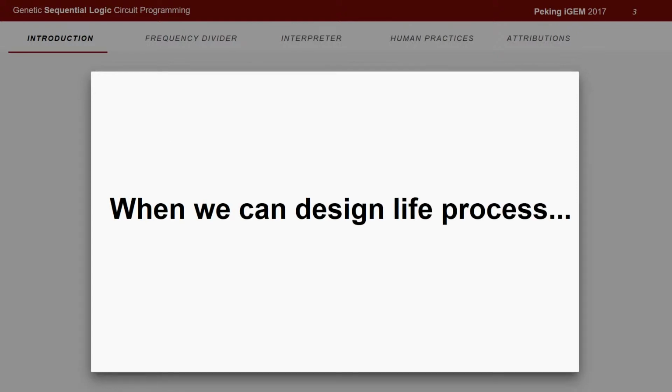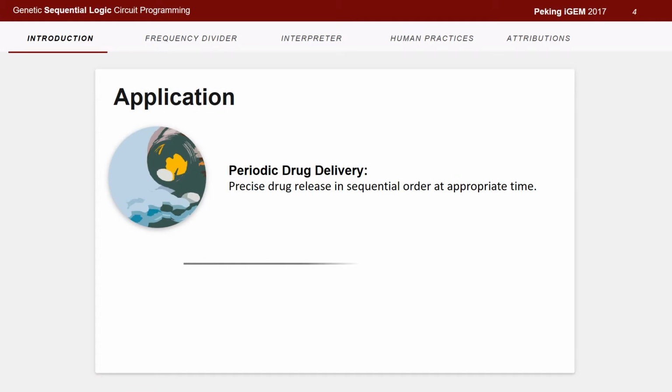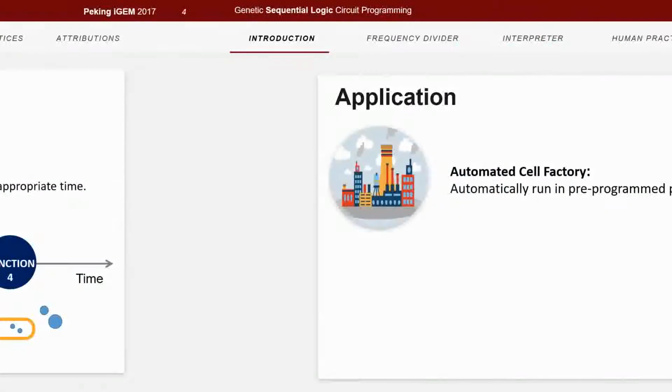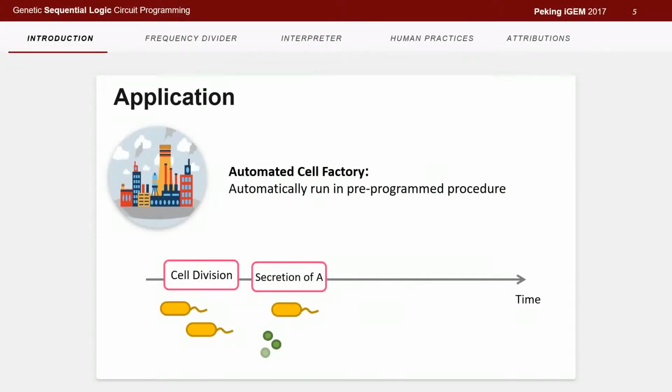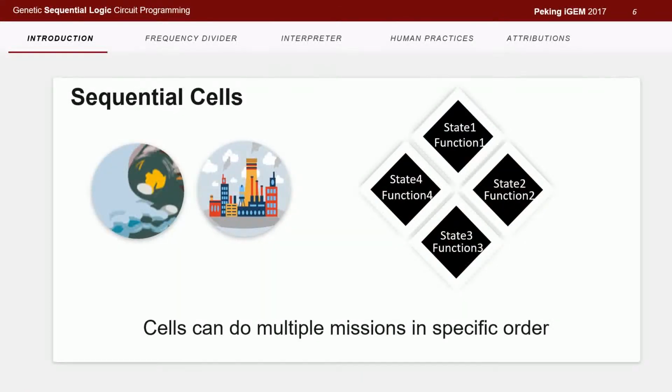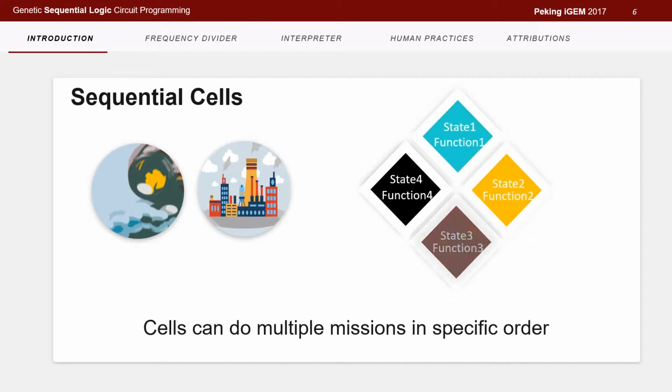Just imagine, when we can design life processes, what can we do? We can achieve periodic drug delivery so that drug release can be done precisely in sequential order at appropriate times. Design automated cell factories that divide, release products, and lyse automatically in a pre-programmed procedure, all in one fermentation tank. In the cases above, the cells complete multiple missions in specific order.